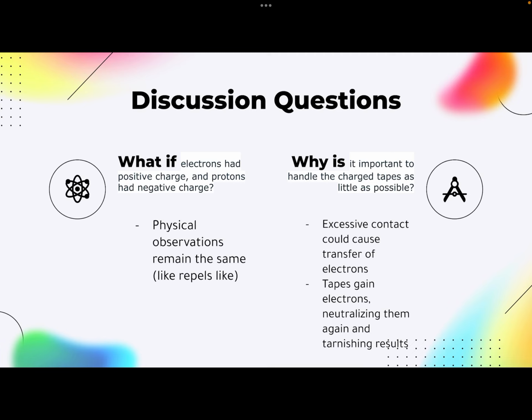A question proposed in the lab was, what if electrons are positively charged and protons negative? Well, our physical observations would remain the same. The charges would still repel because they'd both still be negative and like repels like.